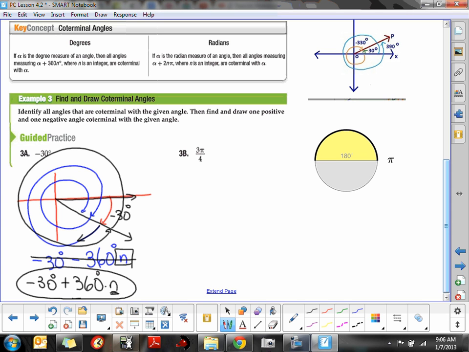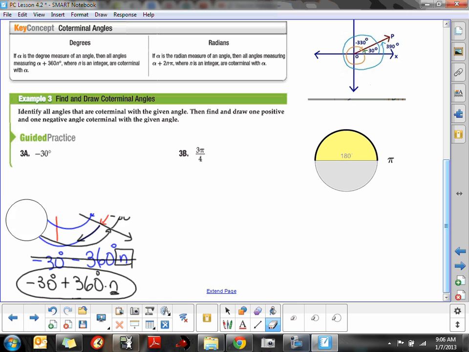Then we want to draw and find one positive and one negative coterminal angle. So I'm going to clear up this picture again.